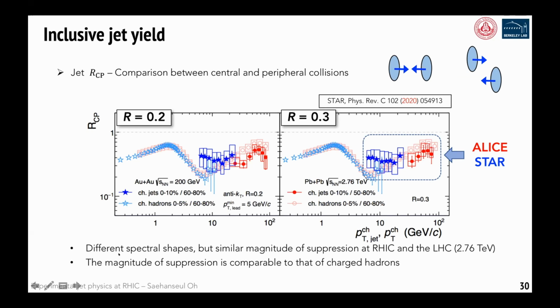So there are different spectral shapes between ALICE and STAR, but a similar magnitude of suppression is observed at RHIC and LHC. So their level of the RCP is very similar. And also the magnitude of suppression is comparable to that of charged hadrons. The charged hadron has this shape, and the level of suppression is also very similar. That's what we learned from this paper.